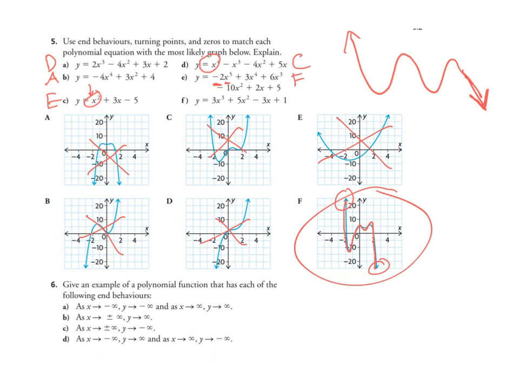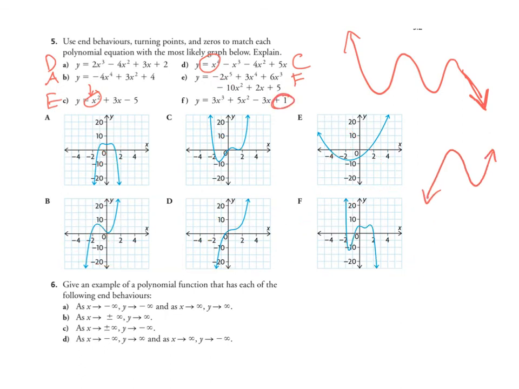And lastly, its leading coefficient is positive, so it's going upward. Degree 3, 1, 2, 3. Remember, it was one of those ones, but this one had a lower y-intercept, so that was this one. So this one is B.